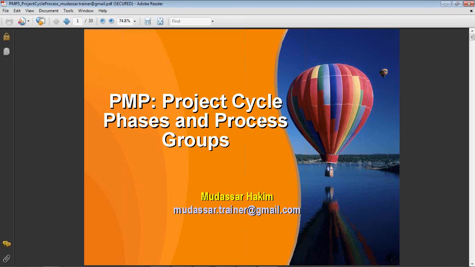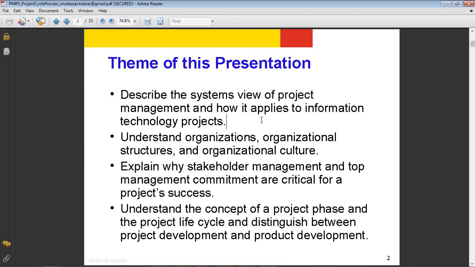Okay, right. The theme of the presentation. What are we going to cover? We're going to describe the system views of project management and how it applies to information technology projects. Understand organizations, organization structures, and organization culture. Explain why stakeholder management.